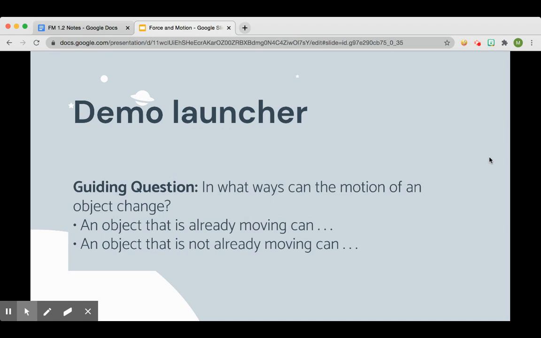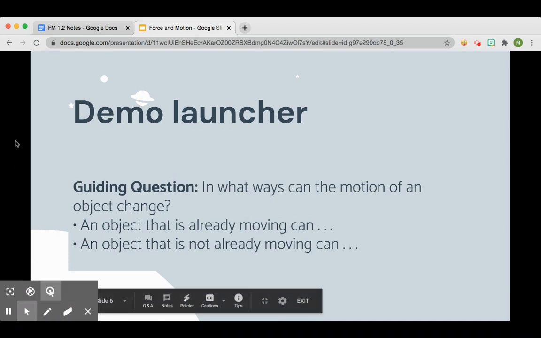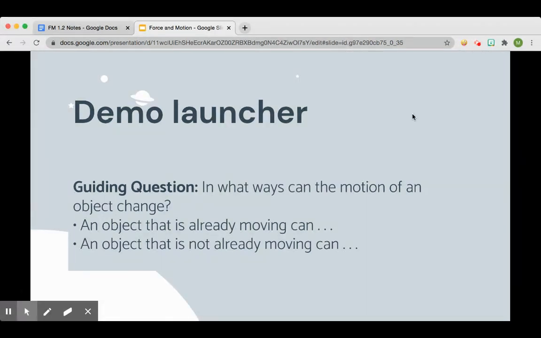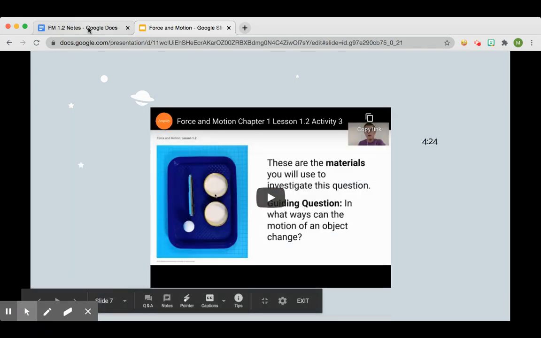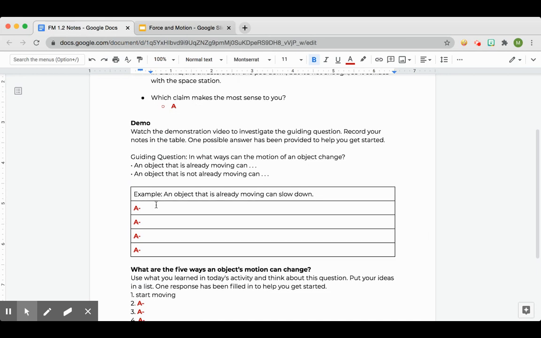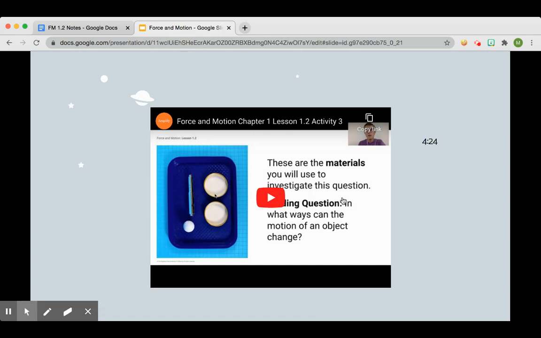Okay, now I am going to demo the launcher, and while I'm doing the demo, think of this guiding question: in what ways can the motion of an object change? Think about what an object that's already moving can do, and what an object that's not already moving can do. Coming back to the notes, I gave you an example of what I'm looking for, and then I want you to fill in 4 more things to answer this question. This video is going to show you exactly what you would be doing if you were in school.